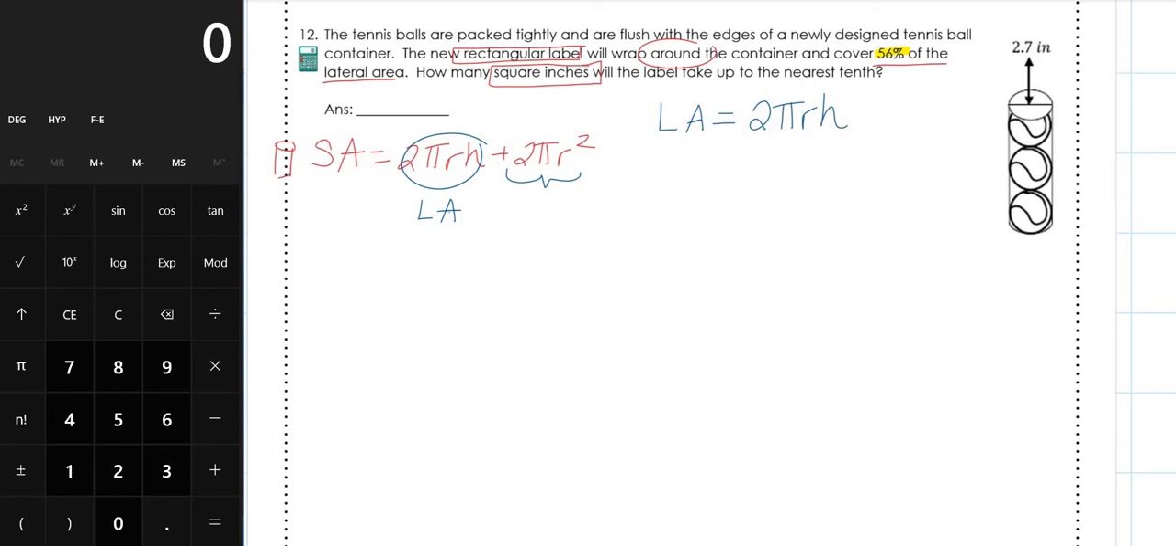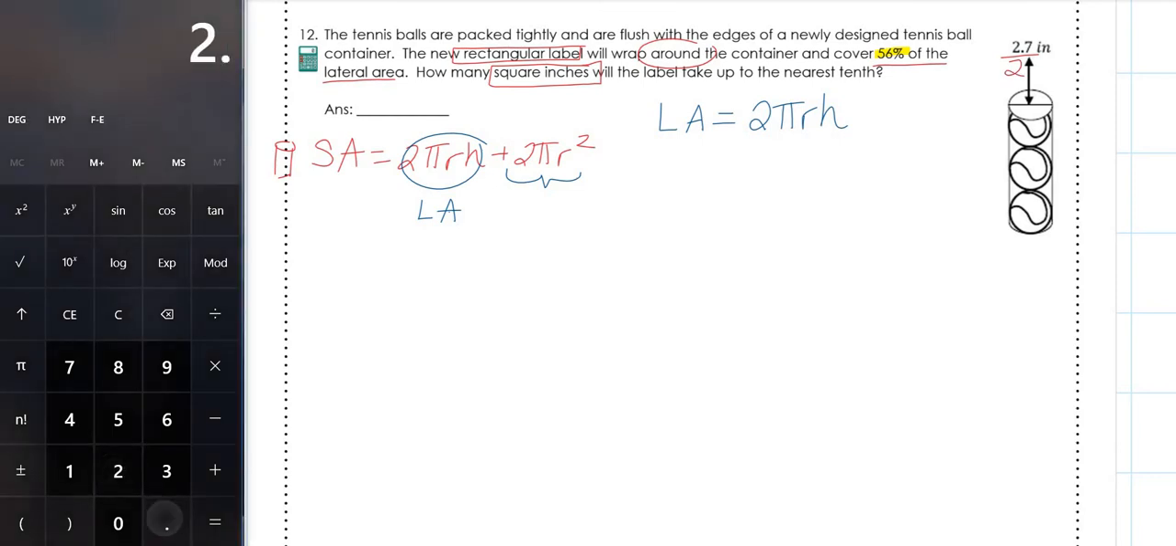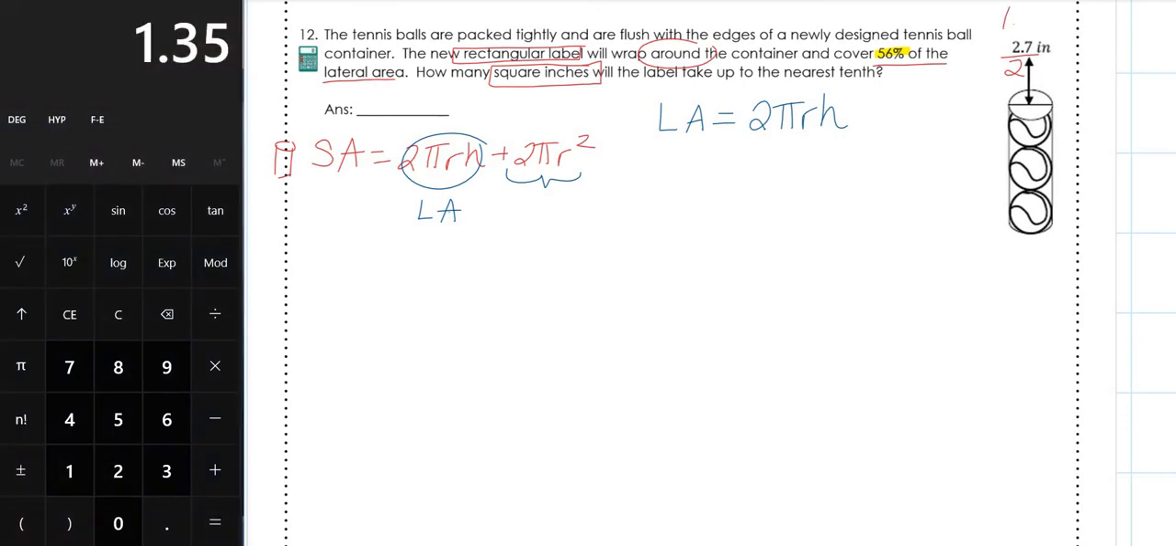So in order to figure out the radius for the container, we're going to have to divide 2.7 by 2. So go to your calculator. 2.7 divided by 2 is 1.35 inches. That's our radius. So we got that. The other thing that we need is the height.